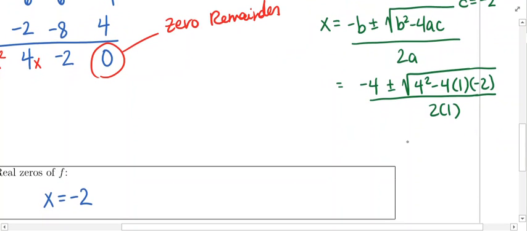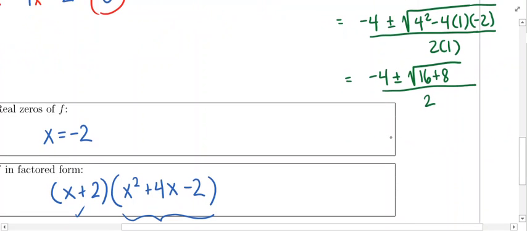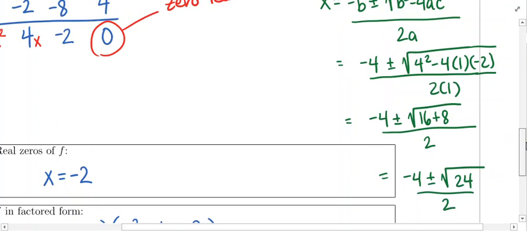Let's start by figuring out what's under the square root. We're going to have -4 plus or minus the square root of 16. Minus times minus will turn plus, and then 4 times 2 will give you 8, over 2. So this is going to be -4 plus or minus the square root of 24 over 2. We need to break down that square root of 24.